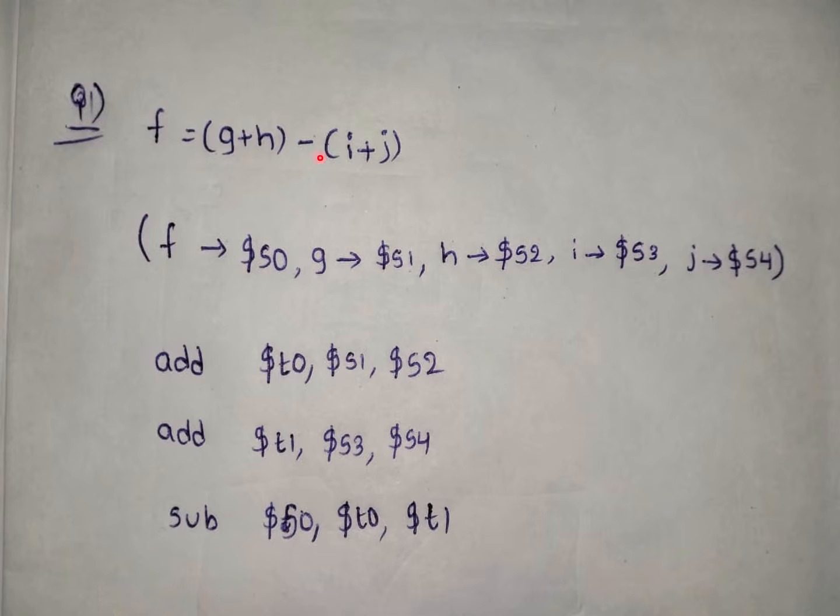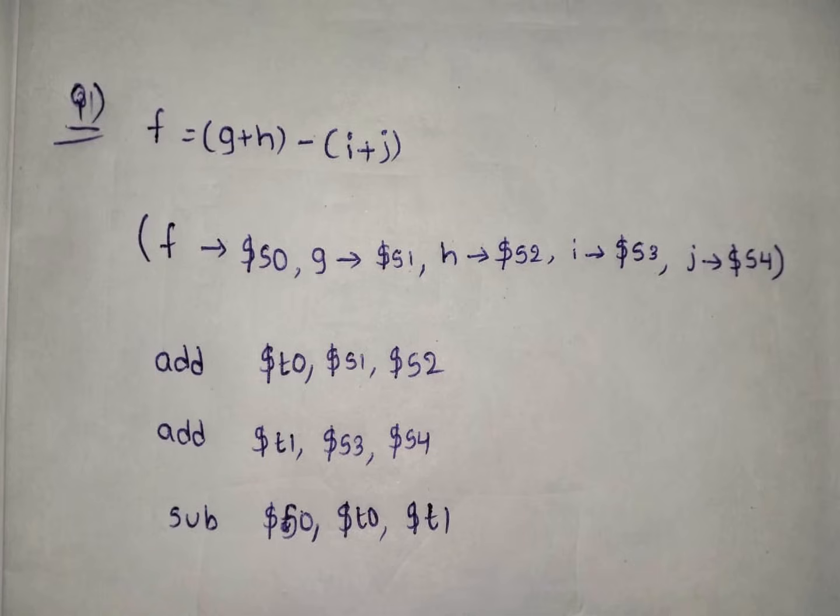Now you are subtracting and storing that in f. So subtract, like in $s0, that is f, subtract $t0, meaning this value, and $t1, meaning this value. You are subtracting, that's all. This is how you convert the normal expression to a MIPS assembly language code.